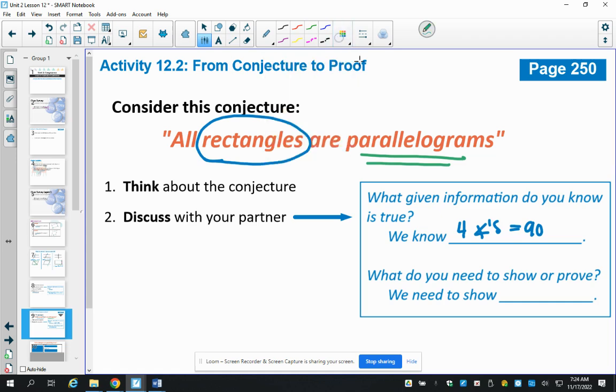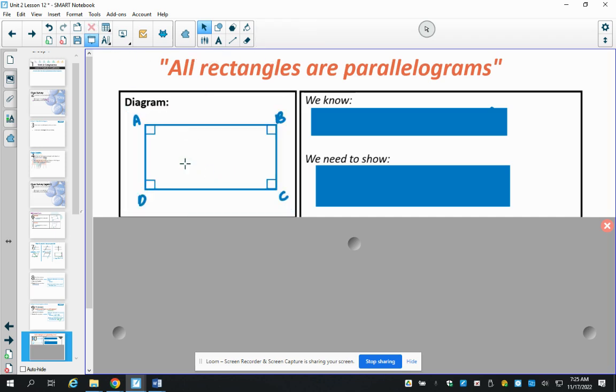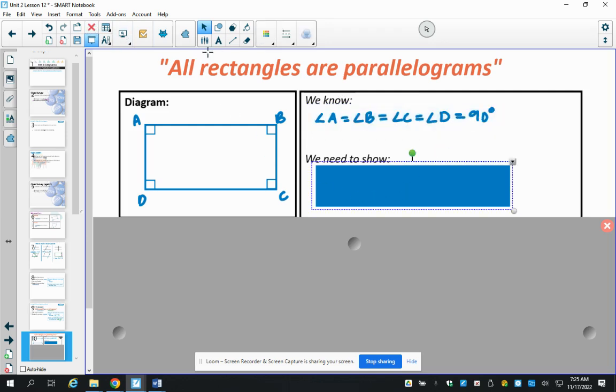And then what is it that we would be needing to show for a parallelogram? So for a parallelogram, we need to show that both pairs of opposite sides are parallel. Then we would have it. So let's go ahead and look at a diagram. So part of what's going to be helpful for you is to draw a diagram. So we want to draw a diagram of a rectangle. Label the pieces. Then we talked about what we know. So we know that each of those angles are equal to 90 degrees. And then we want to show that opposite sides are parallel.